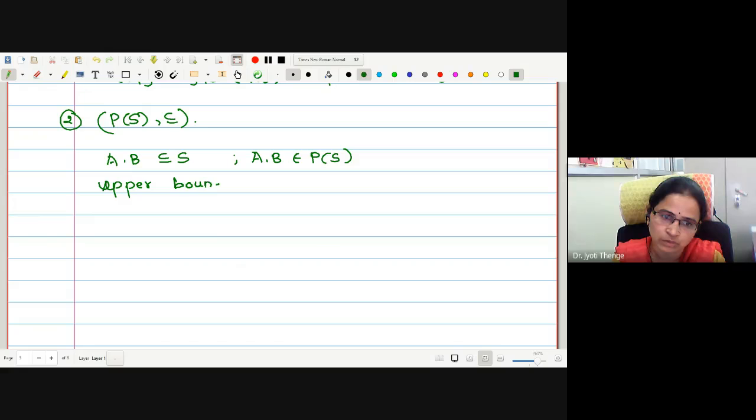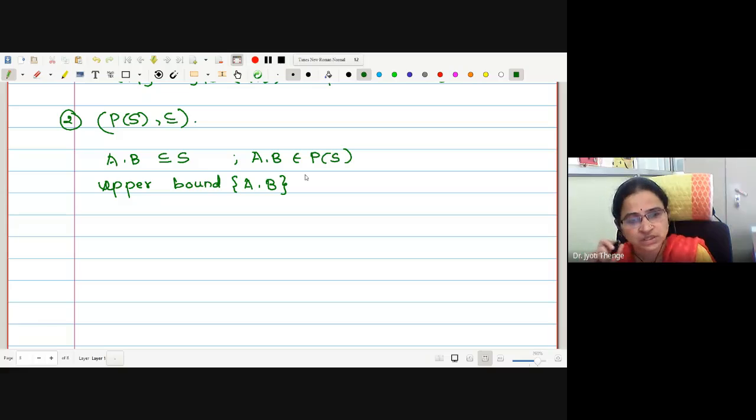Upper bound of A comma B. What is an upper bound? Students, what is an upper bound? An upper bound is the set which contains both A and B. Correct? Which contains both A and B. And whatever is the least among them will be the least upper bound.